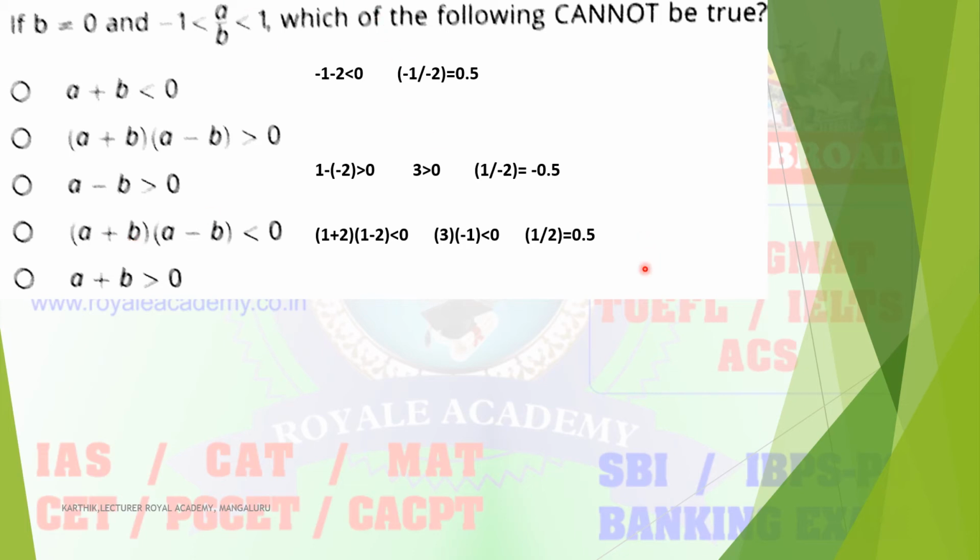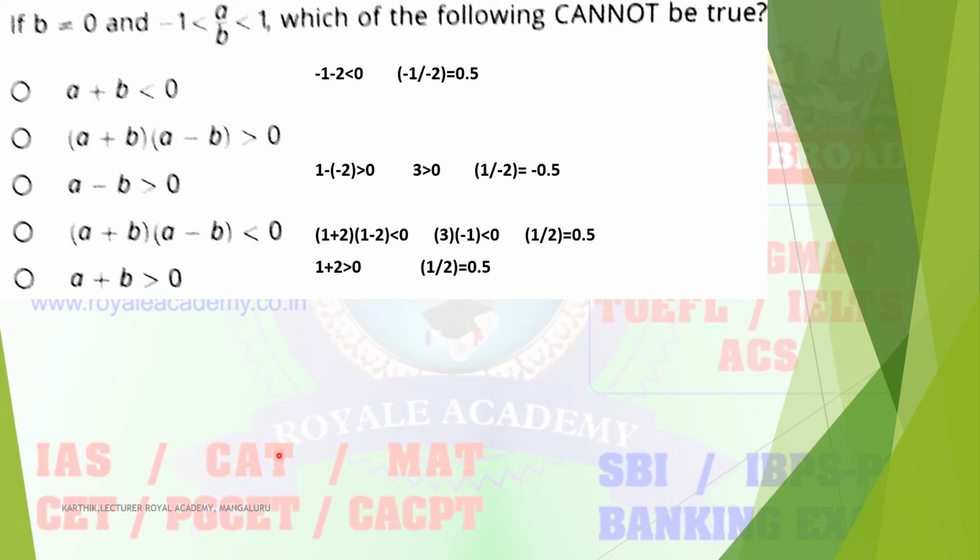And a I have taken 1 and b is 2. So 1 by 2 you will get 0.5. So 0.5 is in between minus 1 to 1. This will also satisfy the condition.